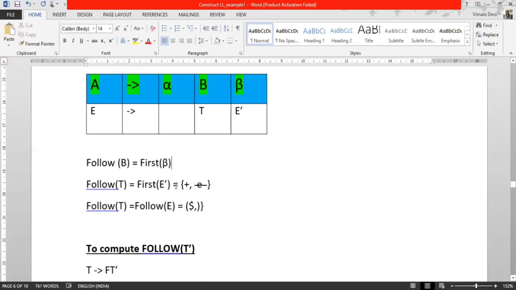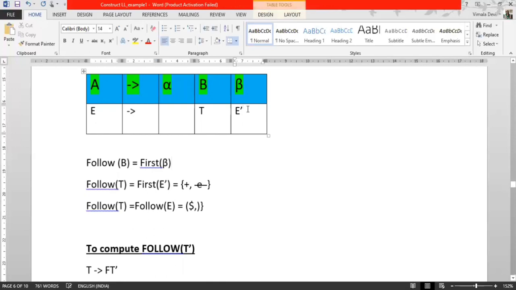Follow of T is equal to first of E dash, plus and epsilon, but we cannot include epsilon in the follow set of any symbol. The first set of a variable may contain epsilon, but none of the follow sets contain epsilon. So what to do with the epsilon? First of E dash is equal to epsilon, right? So replace this E dash by epsilon now. When we replace this E dash by epsilon, what rule are we obtaining? E derives T. Now E dash has vanished. What is follow of T? Follow of T is equal to follow of E.